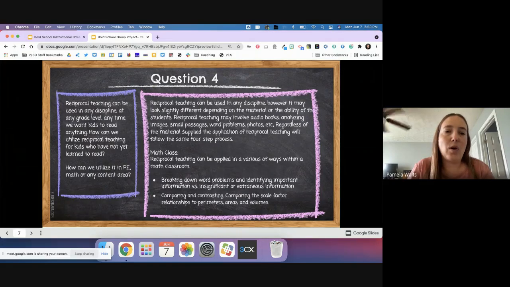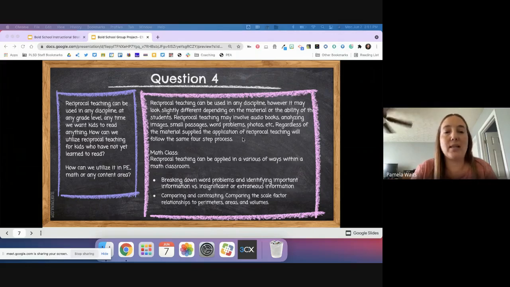And then for question 4, reciprocal teaching can be used in any discipline. We often think of this as an ELA type strategy only, but it really can be used in anything and should be, because again, we are all literacy teachers. For example, we may use this as a word problem as a math teacher, but you can also use it looking at photos. It could be small passages. It could be an audio book for the younger kids. Regardless of the material you're using, you're going to go through those 4-step processes with each one.